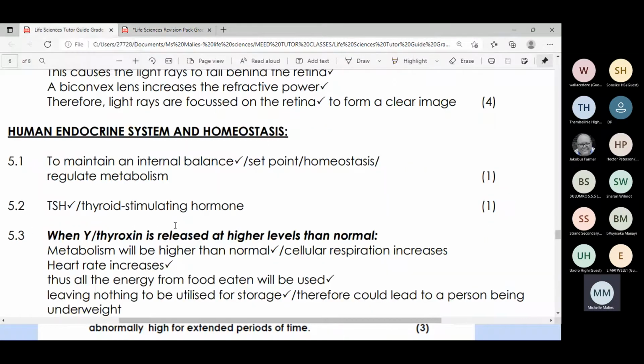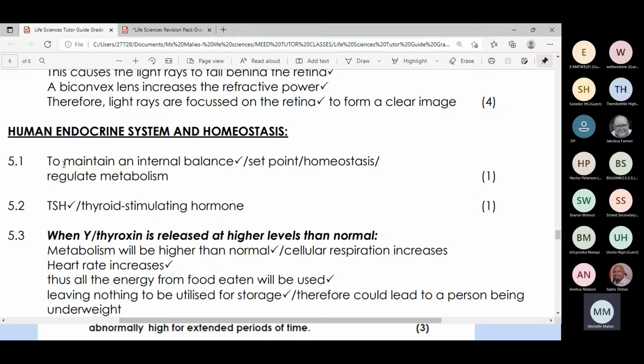Okay, let's look at the answers, grade 12. Let's look at the answers. 5.1. What is the role of any negative feedback mechanism in the human body? Remember, grade 12s, negative feedback is how our body controls or regulates homeostasis. So there are 3 possible answers in 5.1. It's to maintain an internal balance.